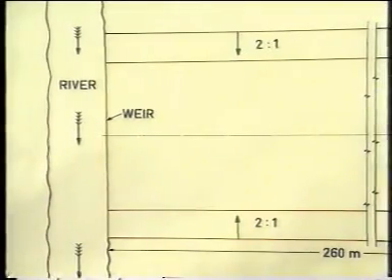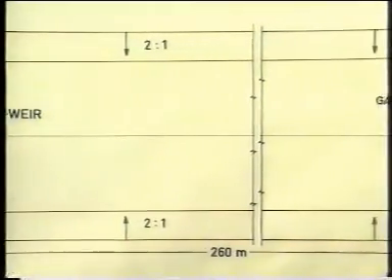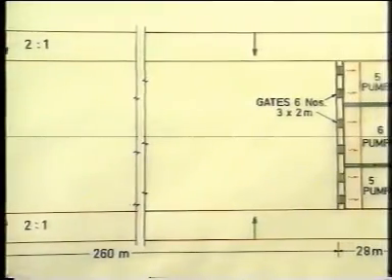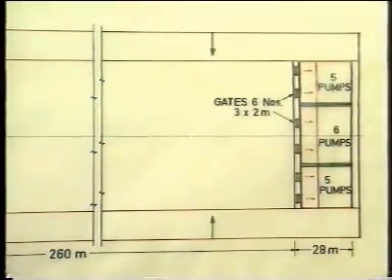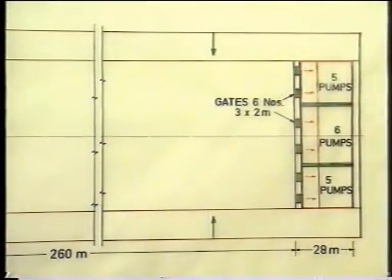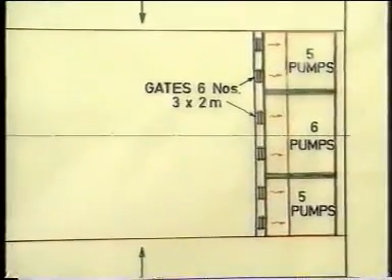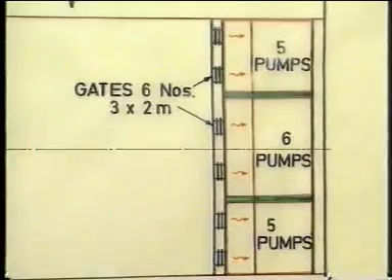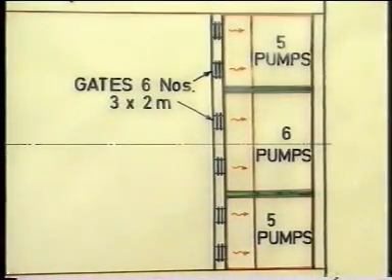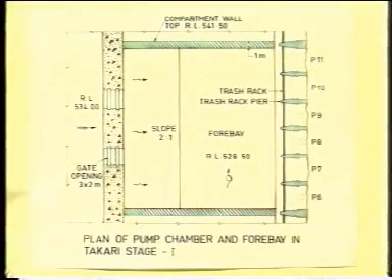Let us have a closer look. The approach channel is 260 meter long. There are 6 gates catering to 3 forebay compartments. There are 16 pump chambers of 5 plus 6 plus 5 configuration. This view shows the salient details of the middle compartment of the forebay, trash rack and trash rack pier and gates of 3 meter by 2 meter opening.